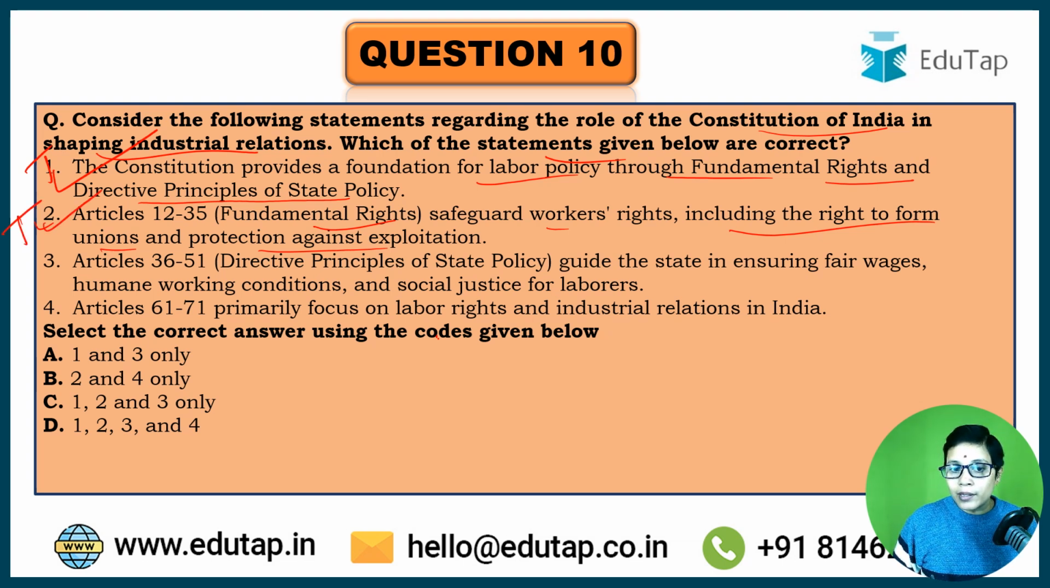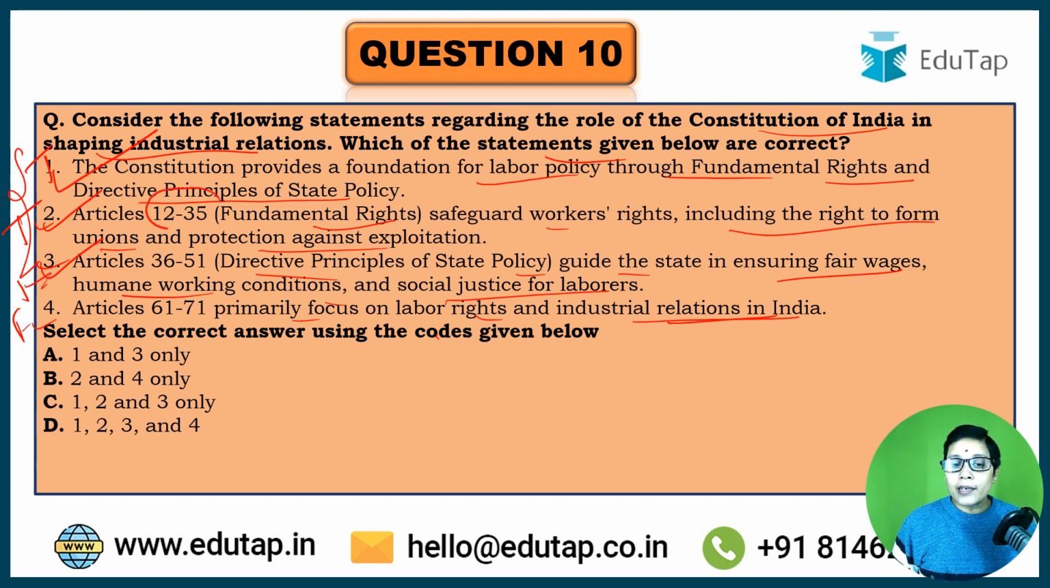In fundamental rights, if you look, it is from articles 12 to 35. Directive principles are different, we will look at that ahead. Articles 36 to 51, directive principles of state policies guide the state in ensuring fair wages, humane working conditions and social justice for laborers. Obviously this is also true. It tells the states what to do and how to do it. This is true. Article 61 to 71 primarily focuses on labor rights and industrial relations in India. This is not true, because Article 61 to 71 pertains to matters related to the President and Vice President, but not labor relations or industrial labor rights or industrial relations. So here in this case only 1, 2 and 3 are correct.